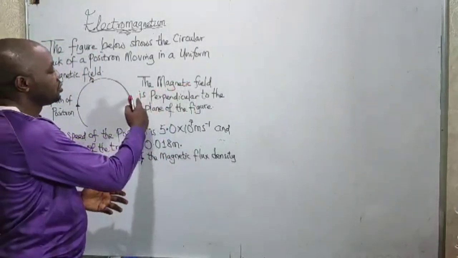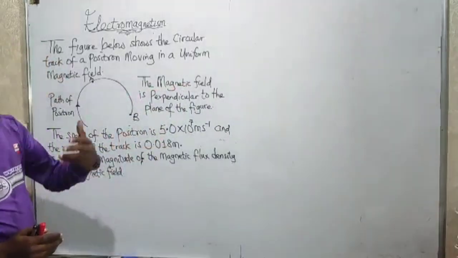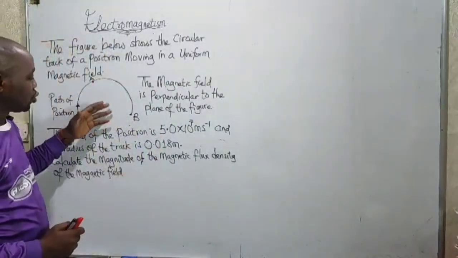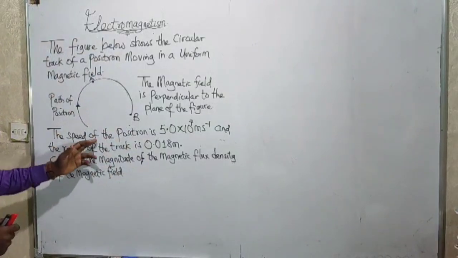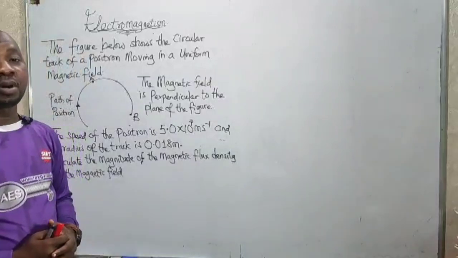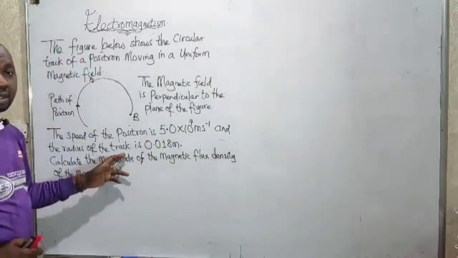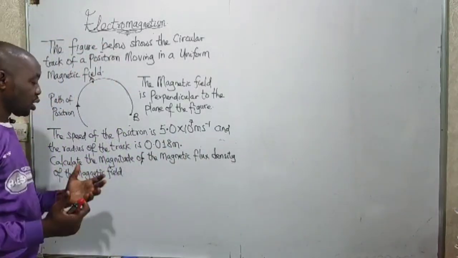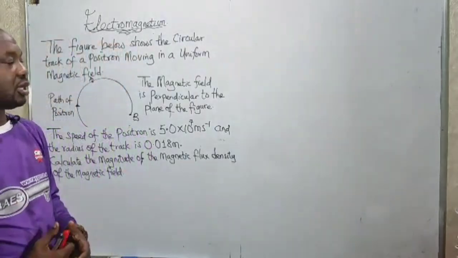The magnetic field is perpendicular to the plane of the figure. Which means the lines of magnetic induction are perpendicular to the plane of the figure. The speed of the positron is 5.0 multiplied by 10 raised to the power of 7 meters per second, and the radius of the track is 0.018 meters. We want to calculate the magnitude of the magnetic flux density of the magnetic field.